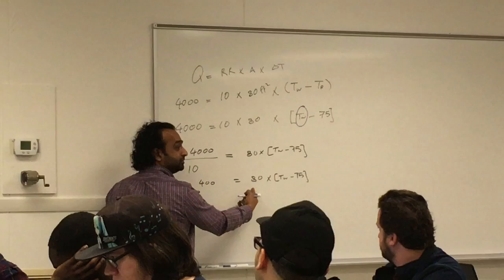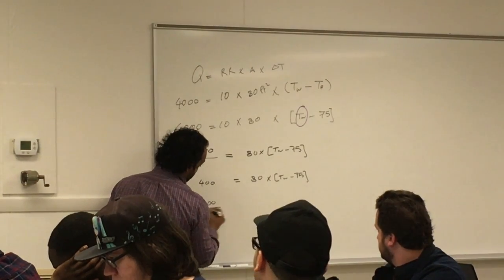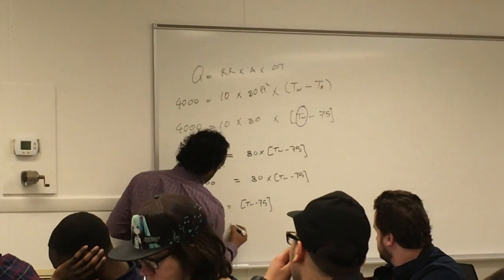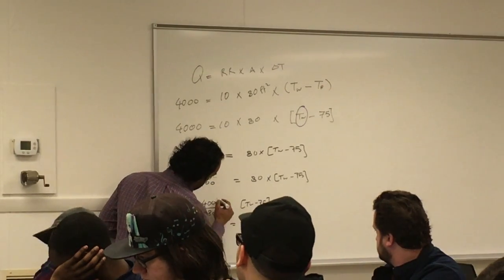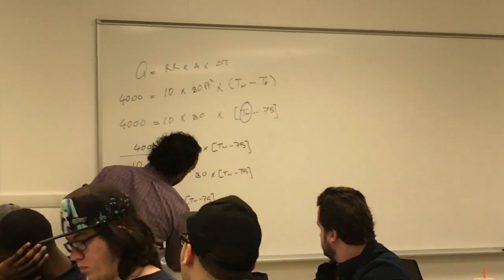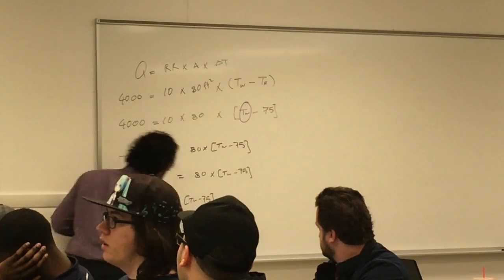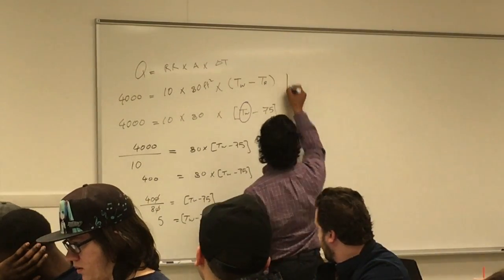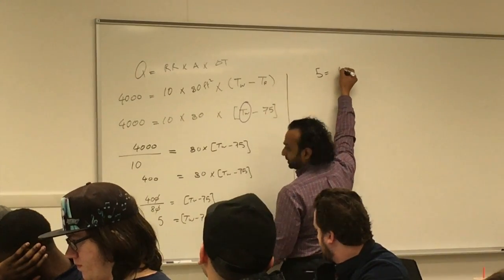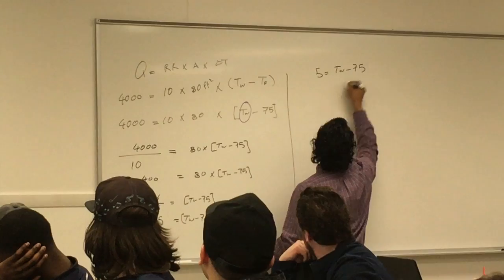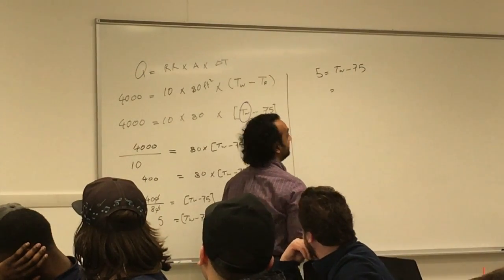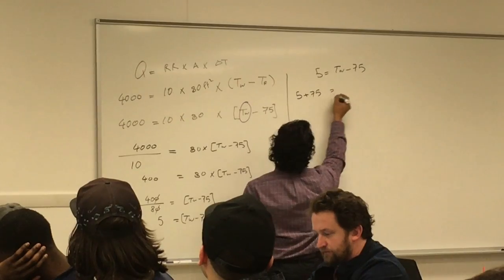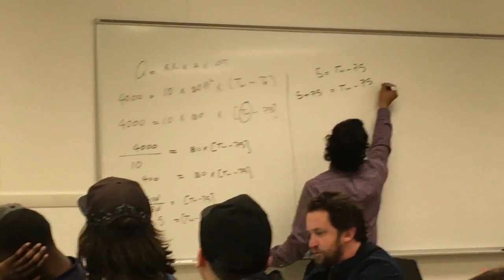If I want to get rid of the 80, what do I do? Divide by 80. That gives 5, so 5 equals TW minus 75. Now you're going to divide again? No, add 75 to both sides. I have 5 equals TW minus 75. How do I get the TW by itself? Add 75 to both sides. So 5 plus 75, TW minus 75 plus 75.